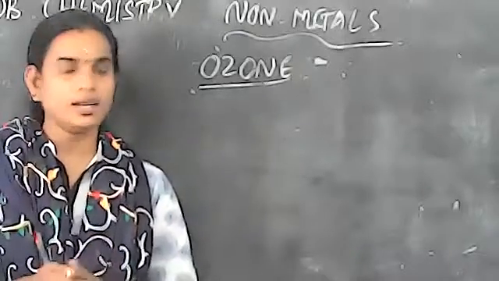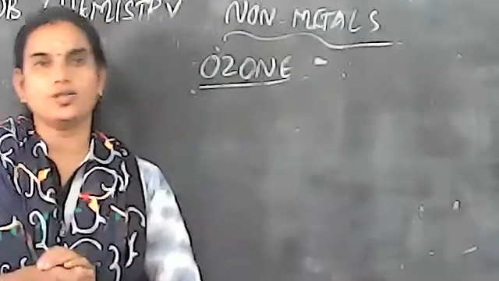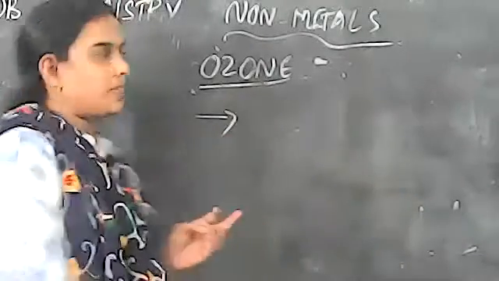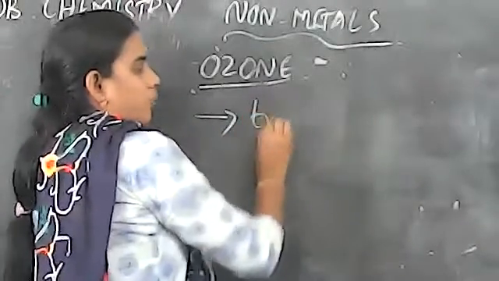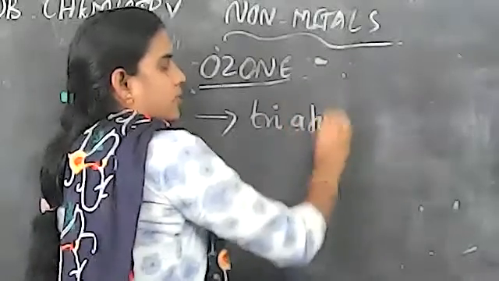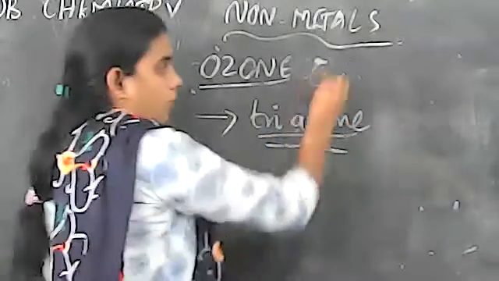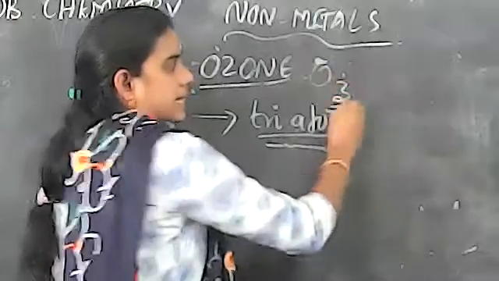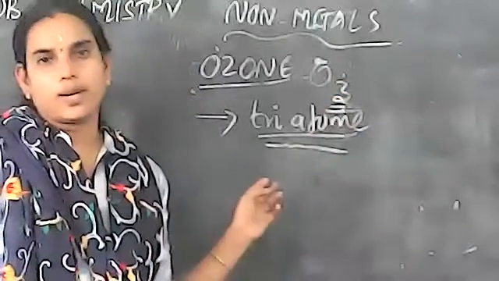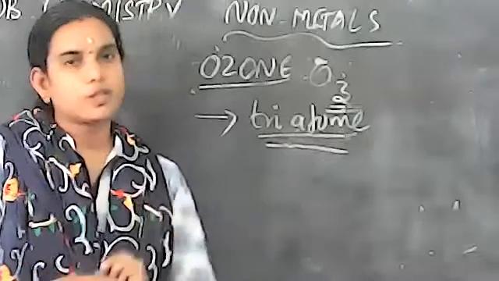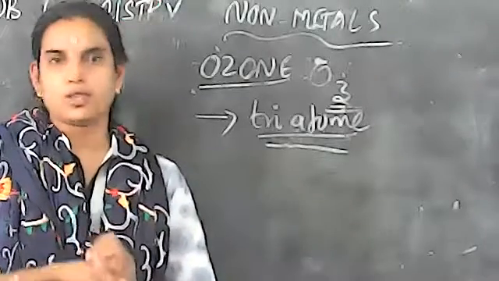So here our first topic is ozone. Ozone is a gas. Ozone is present as a triatomic molecule. So the formula of ozone is O3. So it is a triatomic molecule. This ozone is found in the stratosphere, which is a layer of the atmosphere.